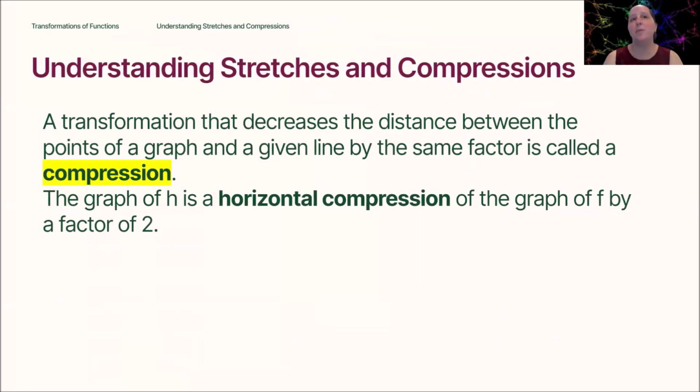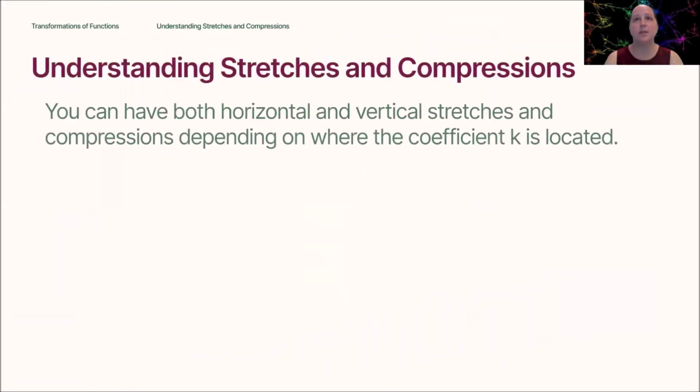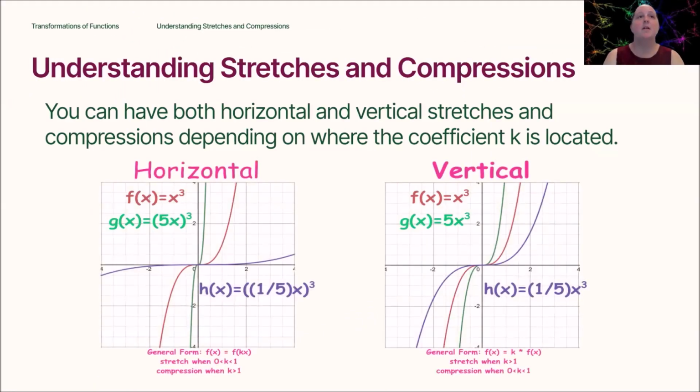A transformation that decreases the distance between the points of a graph and a given line by the same factor is called a compression. So the graph of h is a horizontal compression of the graph of f by a factor of 2. You can have both horizontal and vertical stretches and compressions, depending on where the coefficient k is located.